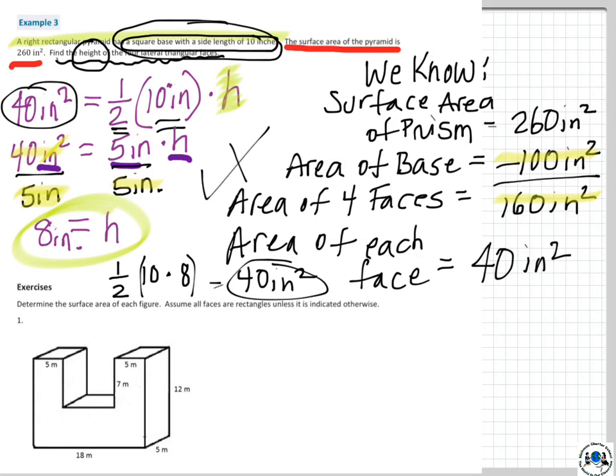Okay, all right, so here we go. Let's keep plugging along here. Our next exercise: you're going to determine the surface area of each figure. Now we're going to have a series of figures.